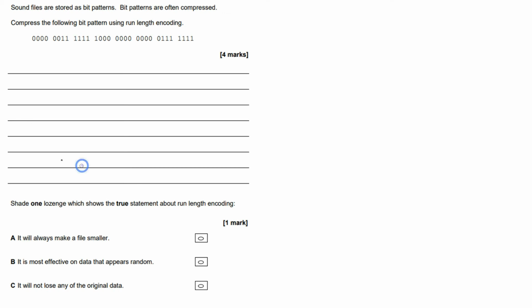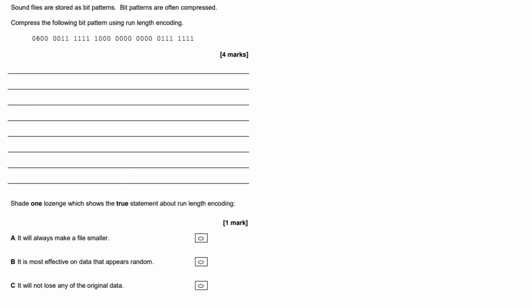This is 3.3.8 data compression. Sound files are stored as bit patterns. Bit patterns are often compressed. Compress the following bit pattern using run length encoding. So run length encoding, what we do is we count the number of bits that are the same and we join them together into data pairs.